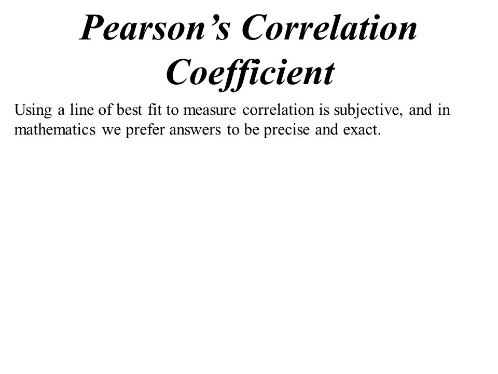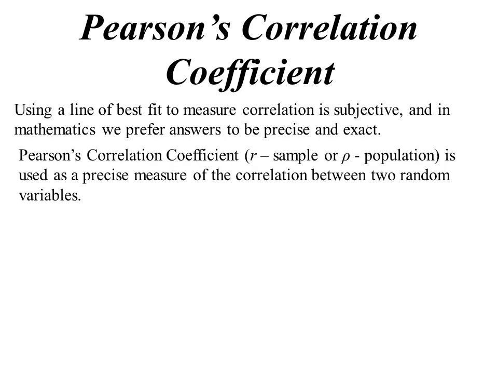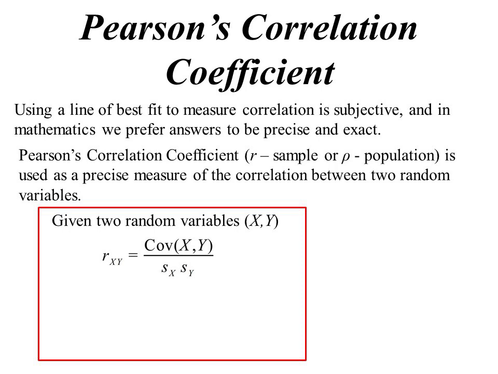The symbol for it is R if we're talking about a sample, and rho if we're talking about a population. It allows us to all get the same, for want of a better word, line of best fit. This is the formula to work it out. You're going to have two random variables, x and y, so you've got two pieces of data.